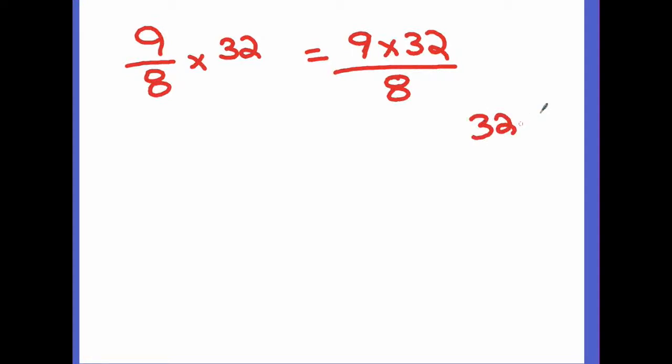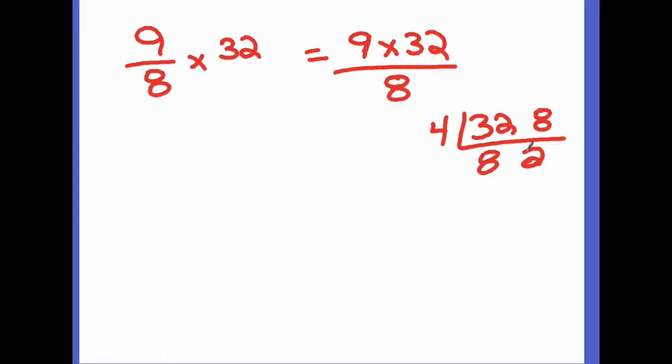32 and 8. What goes into both those? 8. You could also say 4. You could say 2. Let's, for fun, just say 4. How many times does 4 go into 32? 8 times. How many times does 4 go into 8? 2 times. Can these still be reduced?